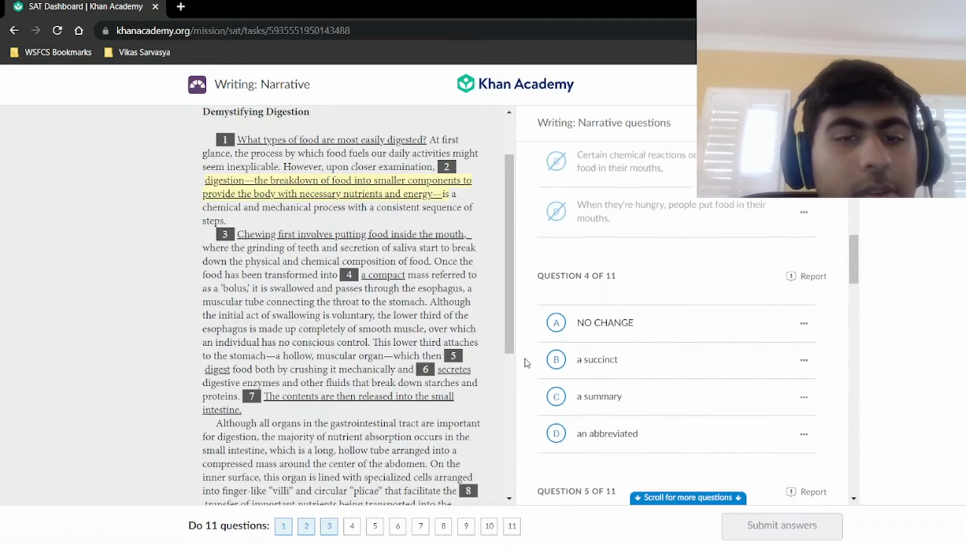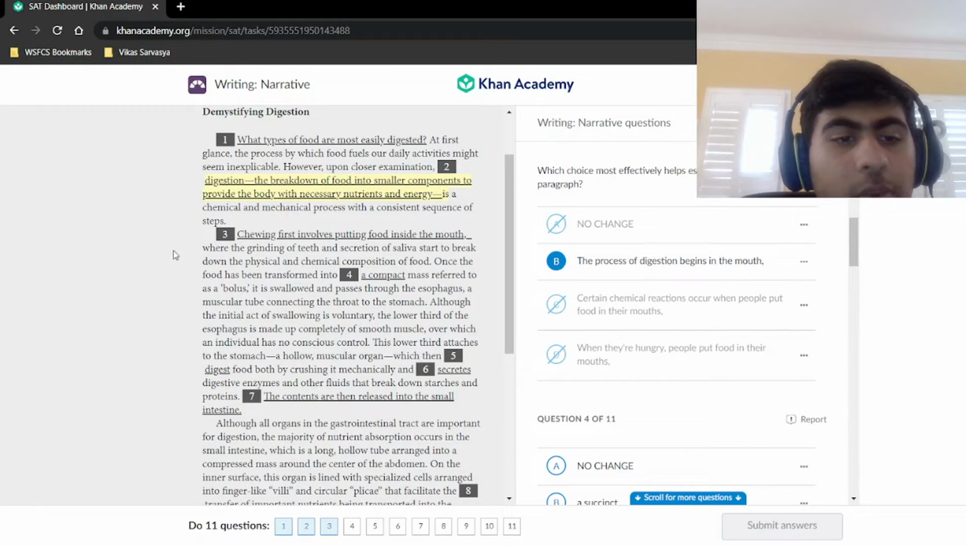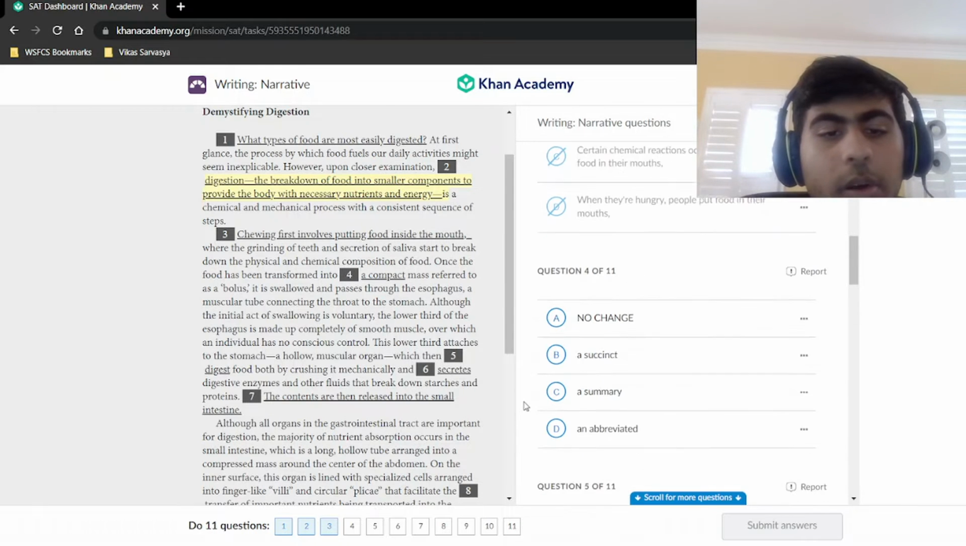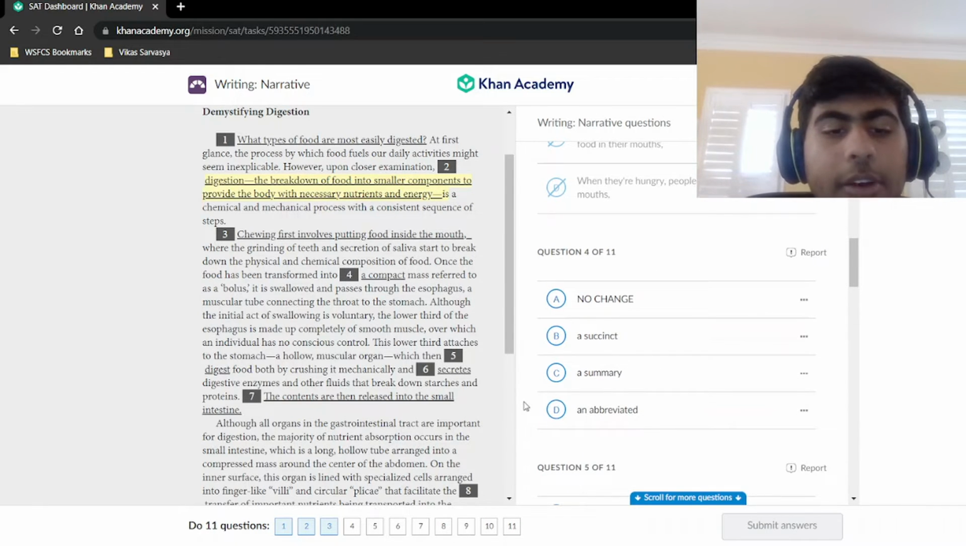All right, the process of digestion begins in the mouth, where the grinding of teeth and secretion of saliva start to break down the physical and chemical composition of food. Once the food has been transformed into a compact mass referred to as a bolus. Oh, we're talking about a mass. Compact really refers to objects, which is what one of these is.